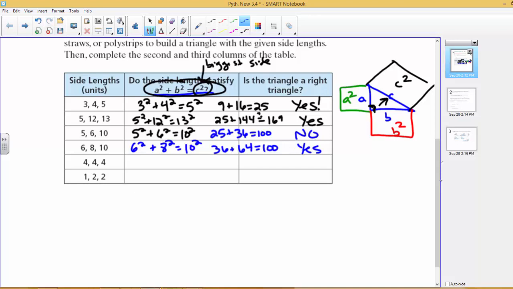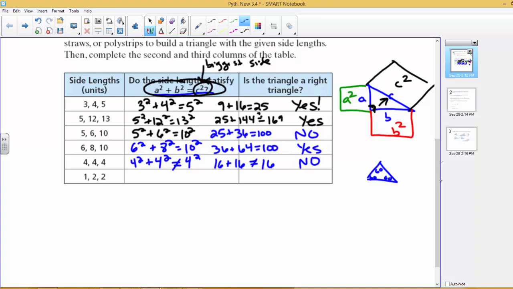4, 4, and 4, that's an equilateral triangle. And triangles with all the same sides have all the same angles. So since you know the three angles of a triangle add to give you 180, an equilateral triangle is 60 by 60 by 60. So this is definitely a no. And you can also prove that with the Pythagorean theorem, showing that 4 squared plus 4 squared definitely does not equal 4 squared, because 4 squared is 16. 16 plus 16 does not equal 16.